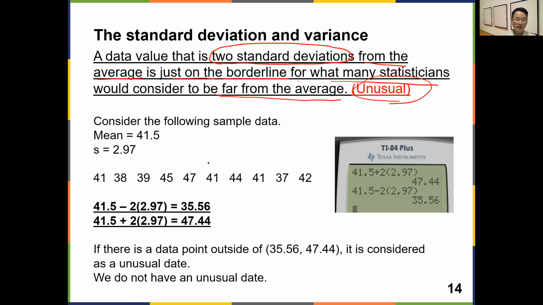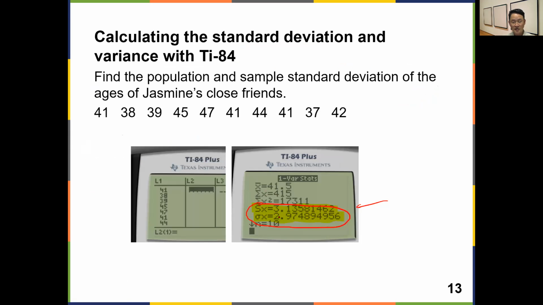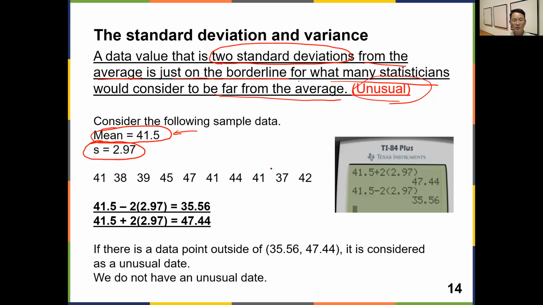So how do you calculate the usual and unusual? Let's say the average value is this. When you calculate the mean, let's say this is the mean. And let's say you also calculate the standard deviation value, and let's say it's 2.97. I think these are the values right there. Anyway, now let's say these are the two values.